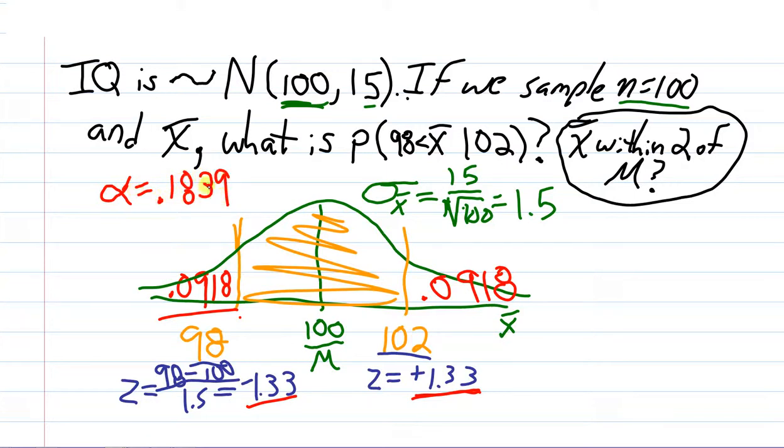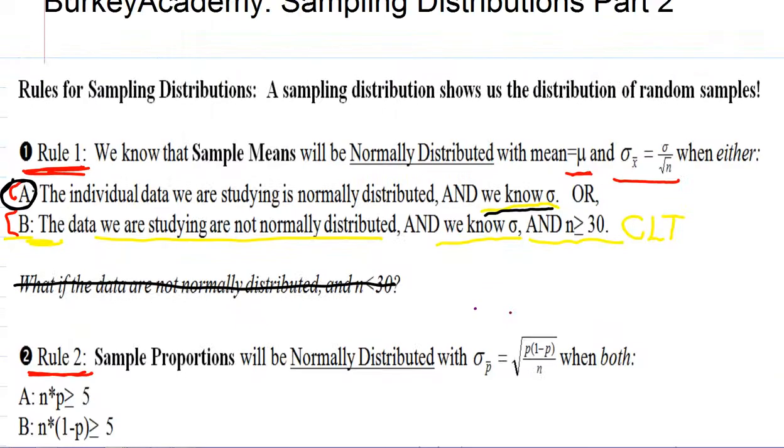That's the total amount that's not in the middle. How much is in the middle? Well, 1 minus that. 0.8164. And so that's a little bit quicker way to do this problem, where you only have to look up one of the two z-scores, and then you use the idea of the symmetry and alpha.